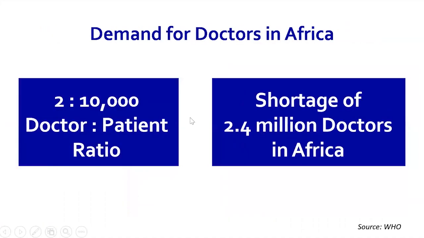Here you see the demand for doctors in Africa. Can you believe it? There are 2 doctors for every 10,000 patients. That's really huge, and the shortage of doctors in Africa is 2.4 million. I also want to quote one more statistic. I read in a recent article that in Zambia the case is a little more worrisome: for every 2 doctors, there are 12,000 patients. That's how Zambia is, so Zambia definitely needs more doctors.